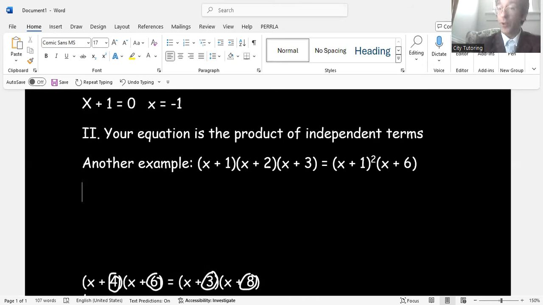All right, well, let's look at the constant terms. On the left side, you've got 1, 2, and 3. 1 times 2 times 3. That's 1 times 2 is 2, 2 times 3 is 6. What about on the other side? 1 squared, that's 1 times 1, times 6. That's also equal to 6. Aha, so automatically, that means that it's going to be 0.